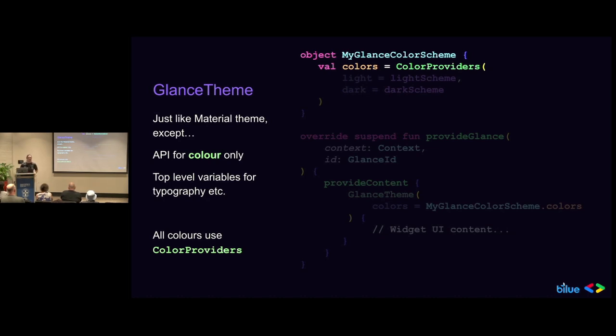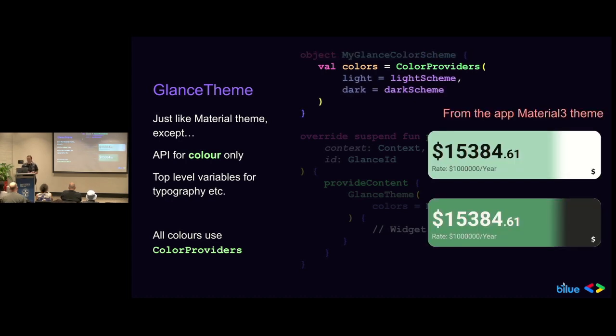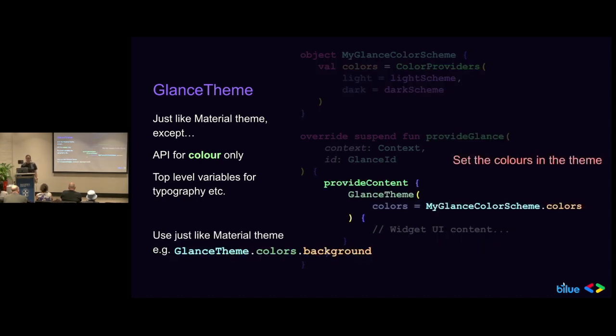So all the colors, as I mentioned before, use color providers. So we can create a color scheme, and we've got our colors, and we can pass our material 3 colors into this, which makes it pretty easy. It means you can have the same colors for your widgets as you do for your app. So with my material theme, you can see that's pretty straightforward. I get the colors I want in the light and the dark schemes. So if I want to set these colors, I just have to pass it into my Glance theme, and we're all pretty good, pretty straightforward. And then I can use it just like a material theme, using glance theme.colors.background, for example.